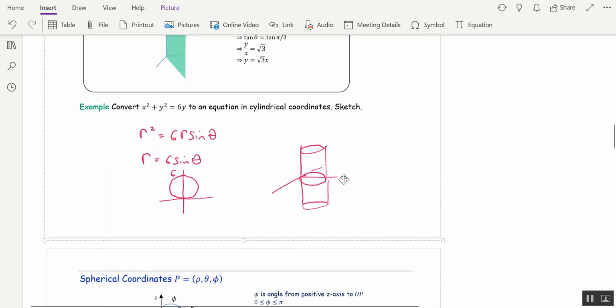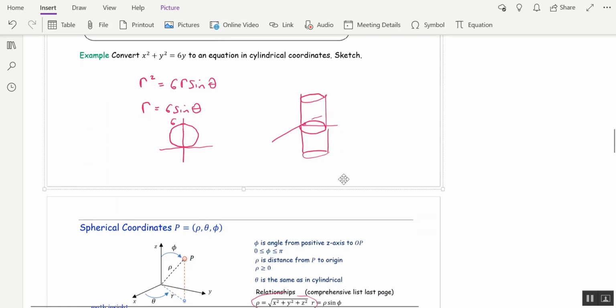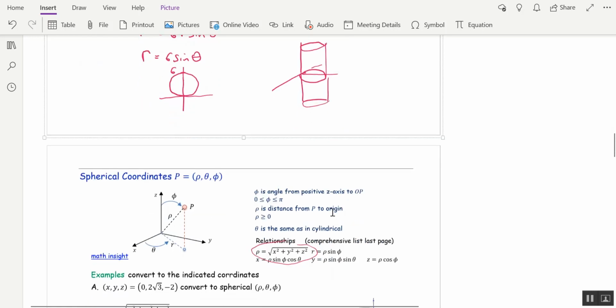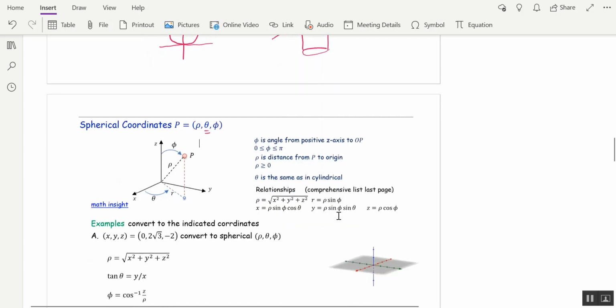There's my cylinder. Okay, spherical coordinates are a little trickier because they're unfamiliar. They use, well, actually one variable is familiar. Theta is the theta from polar coordinates, but the other two are a little bit unfamiliar. Rho is your distance from the origin, positive distance, and phi is the angle between the positive z-axis and the ray that joins the origin to the point.